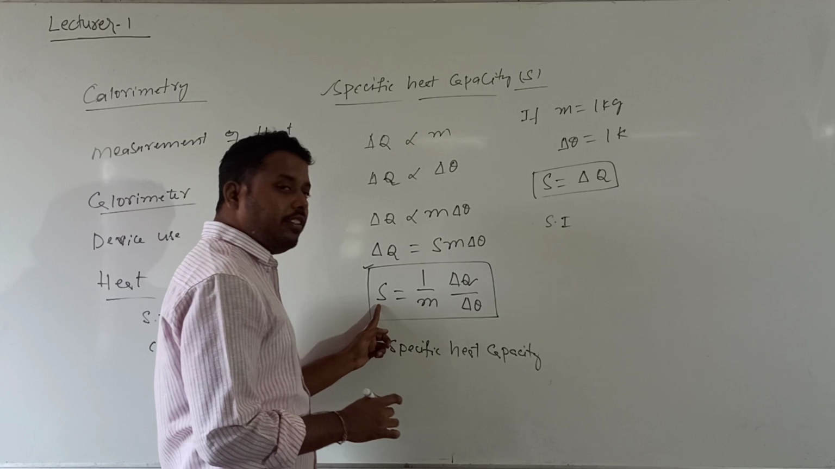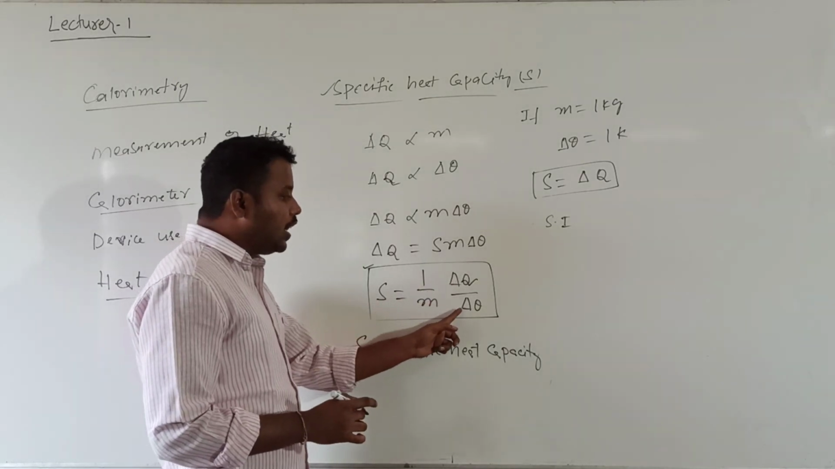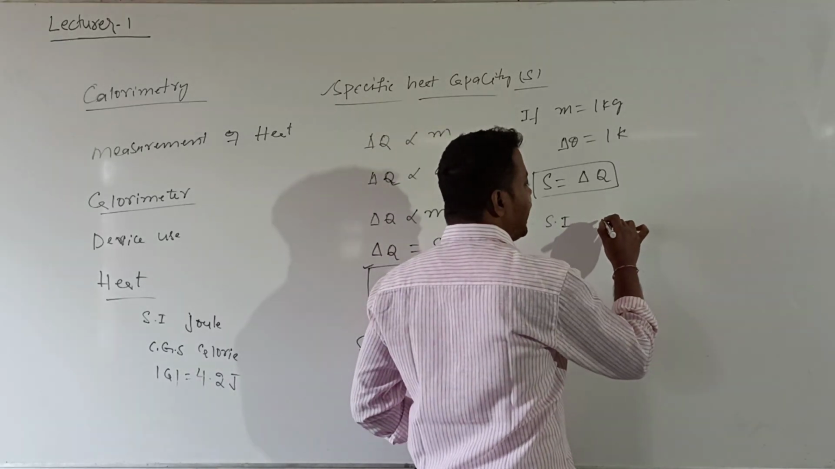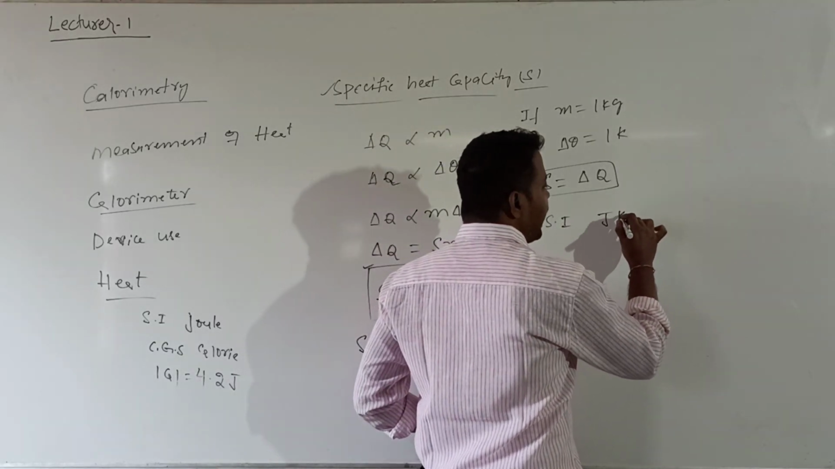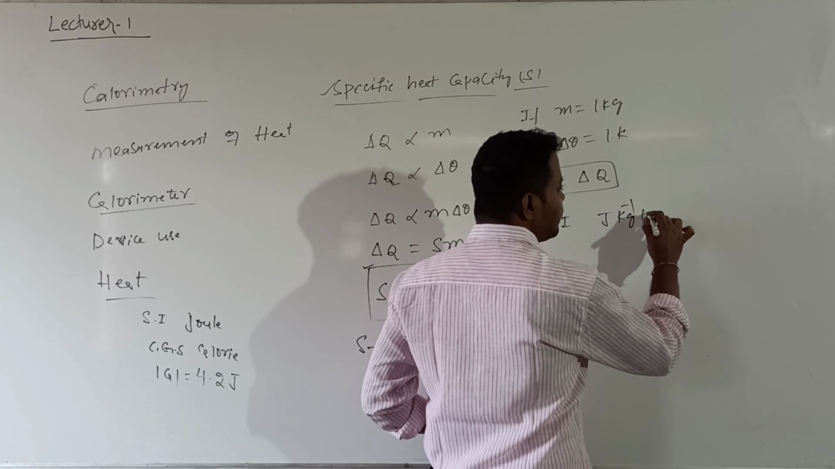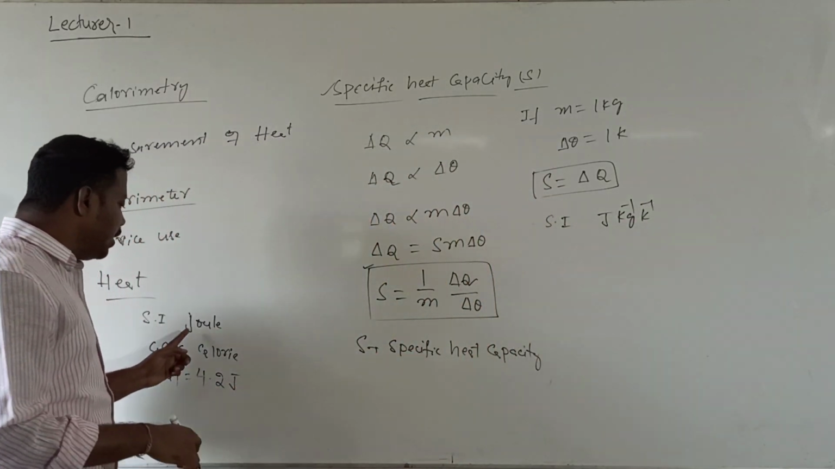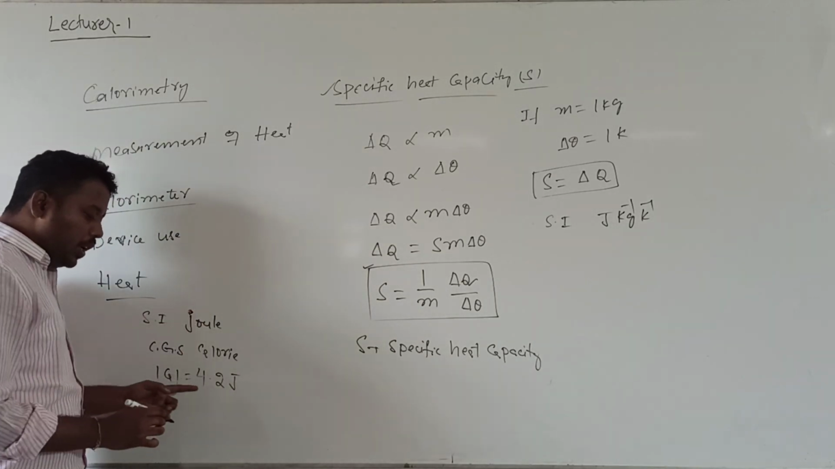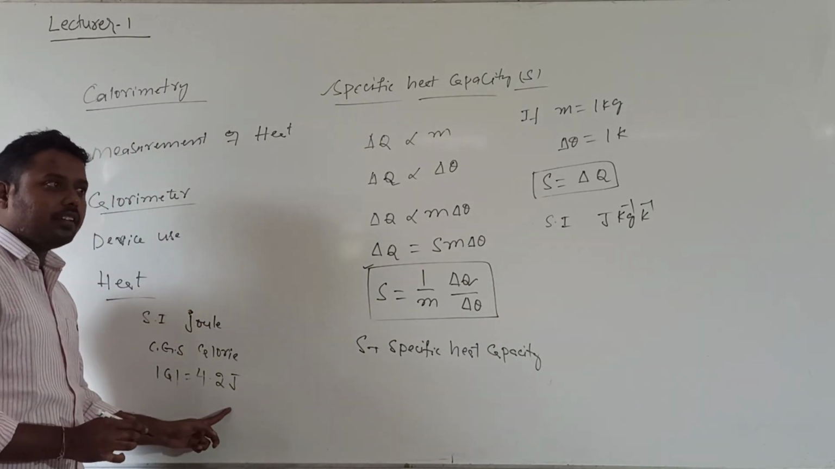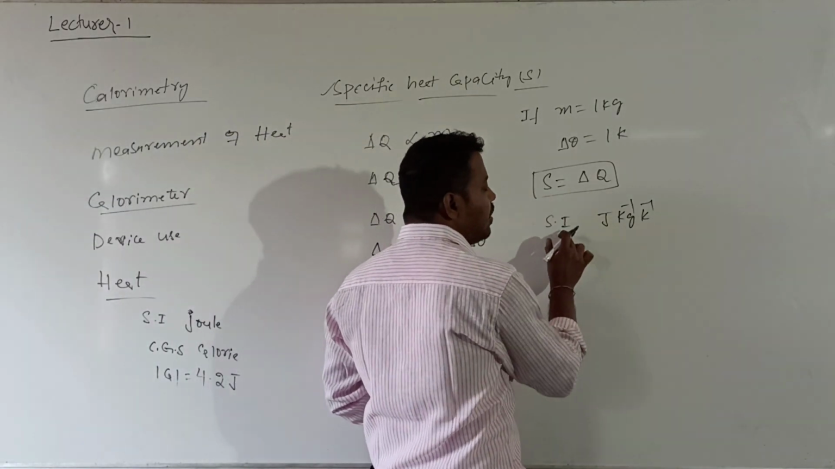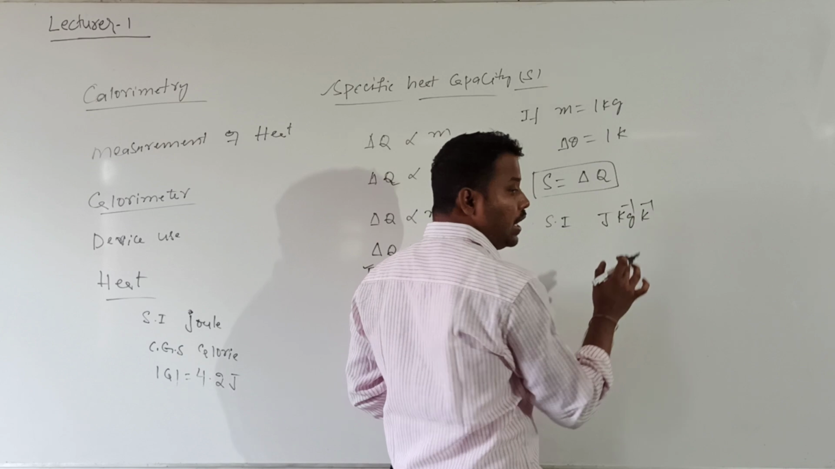The SI unit of S is given by the formula delta Q by delta theta into M. So the unit of heat is joule, and the unit of S is joule per kg per Kelvin. When you write a scientist's name in full, start with a small letter. When you write the symbol, use a capital letter. That rule is a must. So the SI unit of S is joule, kg inverse, Kelvin inverse.